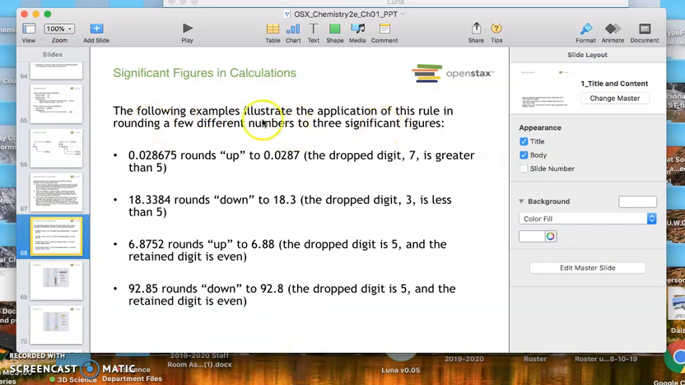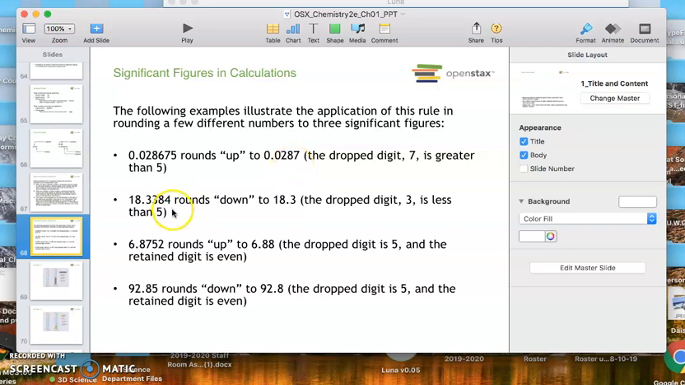So it says the following examples illustrate the applications of this rule in rounding a few different numbers to 3 significant figures. Here's a number I want to round to 3 significant figures. So it would be 0.02. The zeros here are leading zeros, right? They're not significant. So I need 2, 8, and then 6. I need to round that 6 to a 7, right? So this would be your rounded value here. Of course, 7 is greater than 5, and so you would round up here to 0.0287.